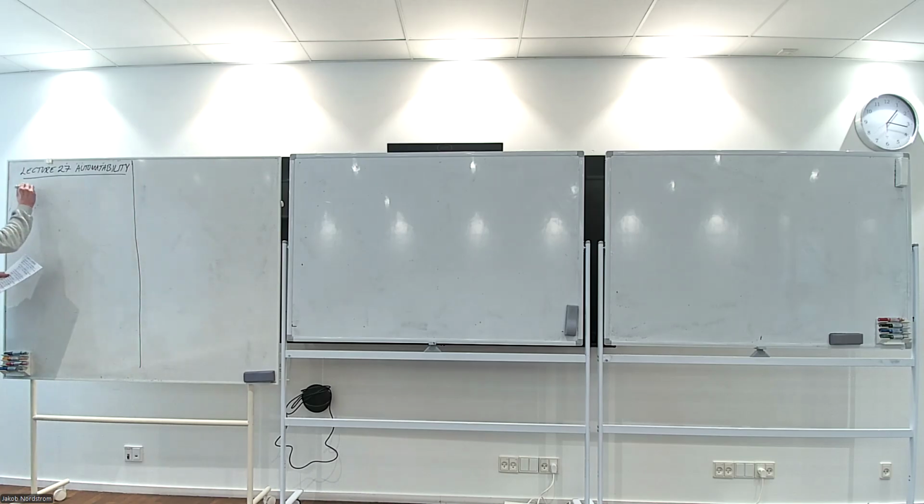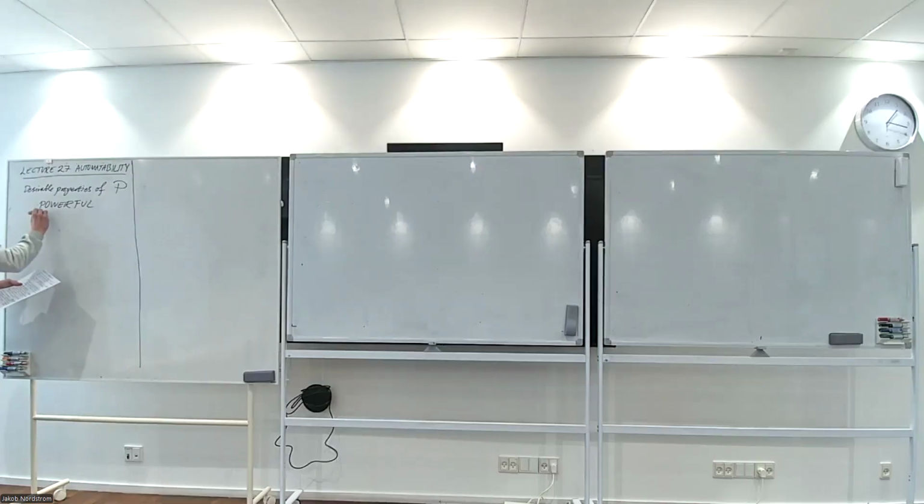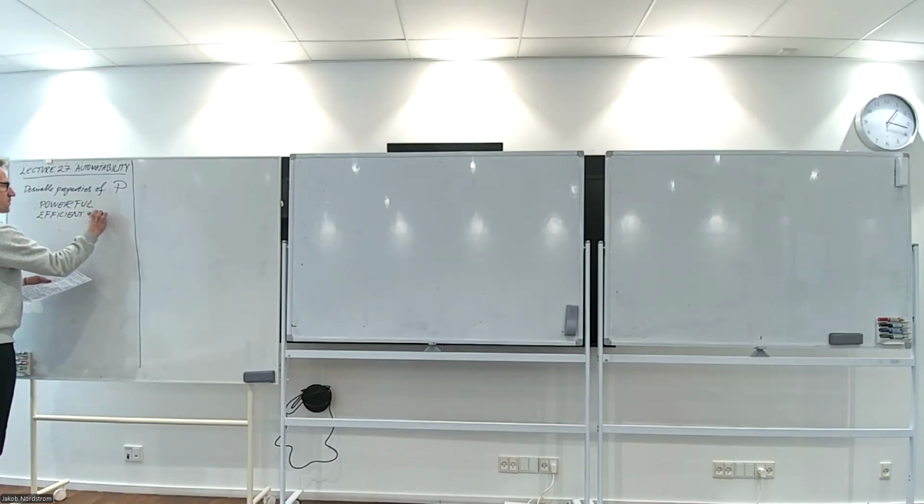So desirable properties of a proof system P under consideration. We would like it to have reasoning power. So we would like it to be powerful, so that there are short proofs. But then algorithmically, it would be nice to actually be able to find these proofs. So we also want the proof system to admit efficient proof search.